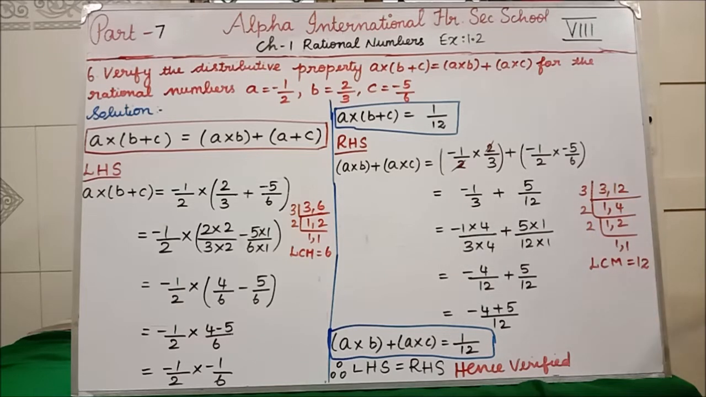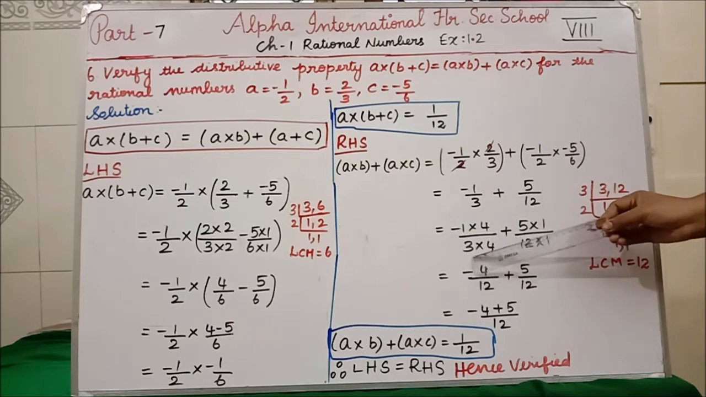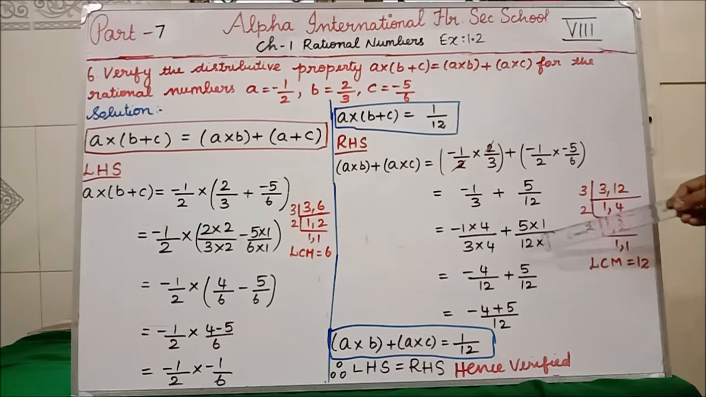1 into 4 is 4, but you have to write the minus sign. Clear? Divided by 12. Students, one thing we have to always keep in mind is, for multiplication you should not see the greater number sign. Only for addition and subtraction you have to see the greater number sign. Clear? Minus 1 fours are 4, minus 4, 3 fours are 12, plus 5 ones are 5, divided by 12.